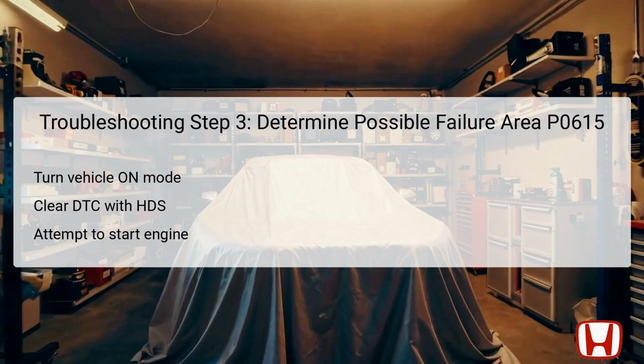For the third step in troubleshooting DTC P0615, the process starts again by turning the vehicle into the on mode. This allows all systems to engage while the engine remains off. Next, clear the DTC as previously done with the HDS tool. Following this, attempt to start the engine again. This helps in verifying whether the failure is consistent.